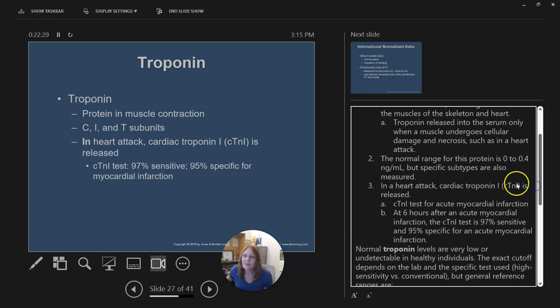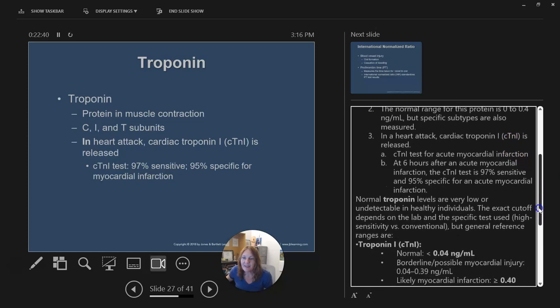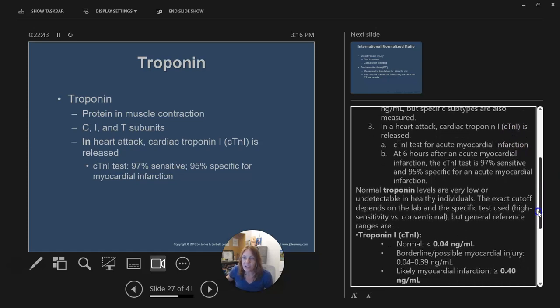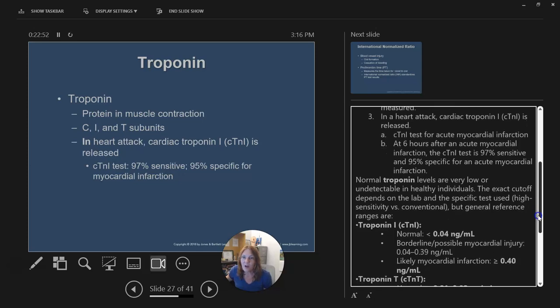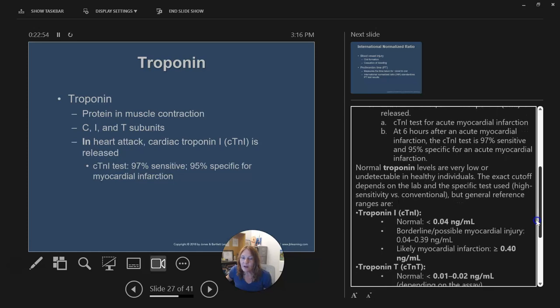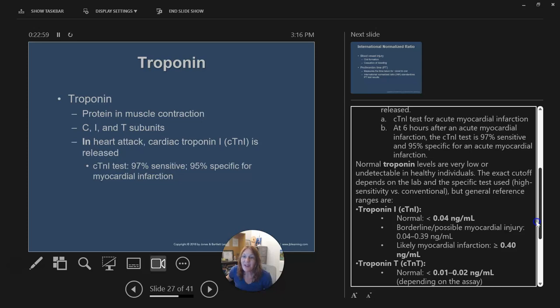But specific subtypes are also measured. In a heart attack, our cardiac troponin is released, so that is called a cTnI. cTnI tests for accurate myocardial infarctions. At 6 hours after an acute myocardial infarction, the cTnI test is 97% sensitive and 95% specific for an acute myocardial infarction. It is a dead giveaway. Our normal troponin levels are very low or completely undetectable in healthy individuals. The exact cutoff depends on the lab and the specific test that is used.